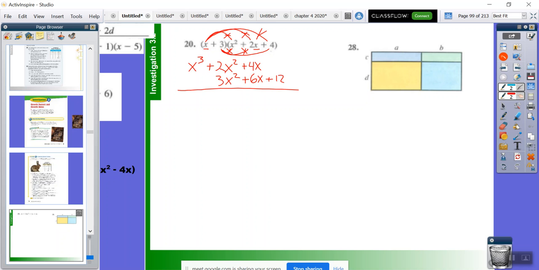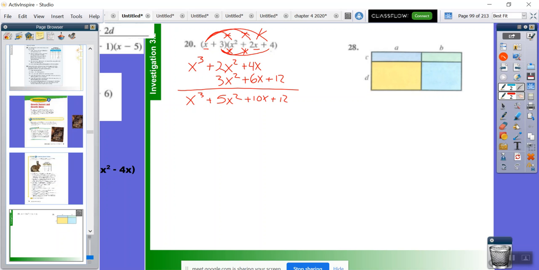All right, so let's combine the similar terms. So x to the third is by itself. And then 2x plus 3x to the second would be 5x to the second. All right. And then plus 10x plus 12. And that's it.